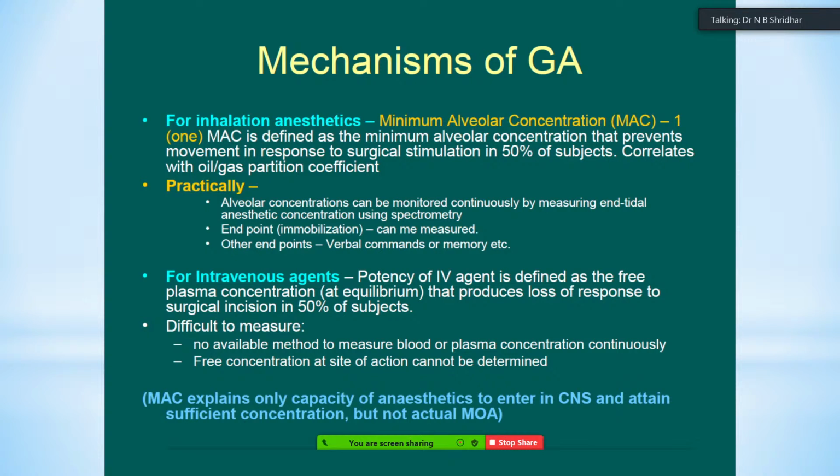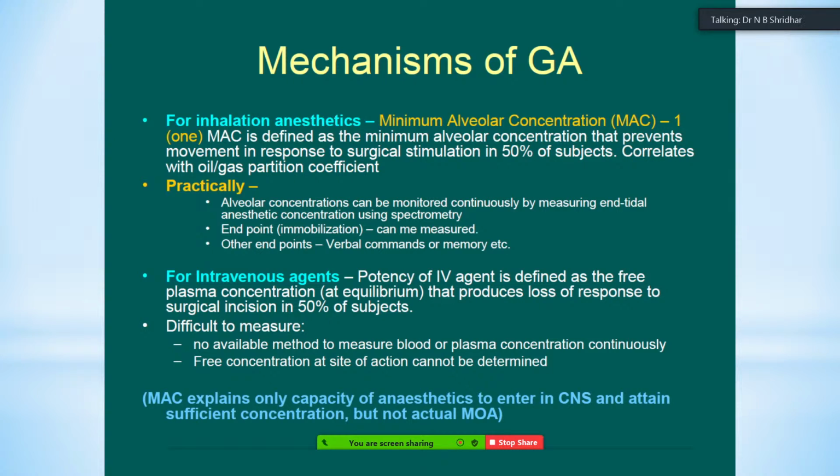For the intravenous agents, potency is defined in a different pattern, whereas MAC is the standard terminology for the gaseous anesthetics. The potency of an IV agent is defined as the free plasma concentration at equilibrium that produces loss of response to surgical incision in 50% of the subjects. To repeat again, the free plasma concentration at equilibrium that produces loss of response to surgical incision in 50% of the subjects, just like the MAC, minimum alveolar concentration.